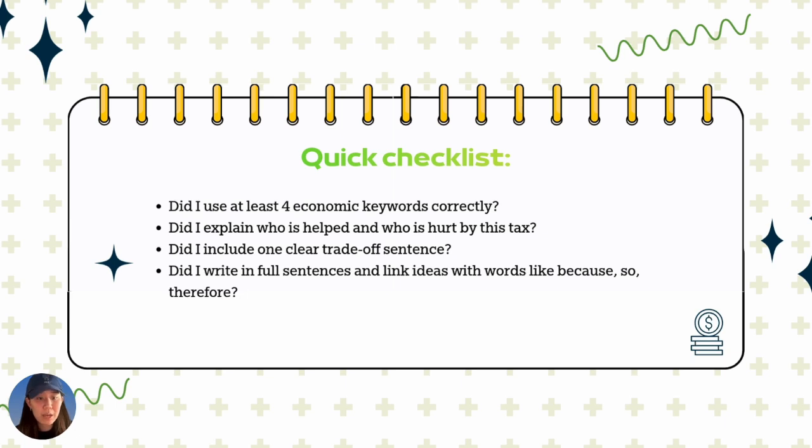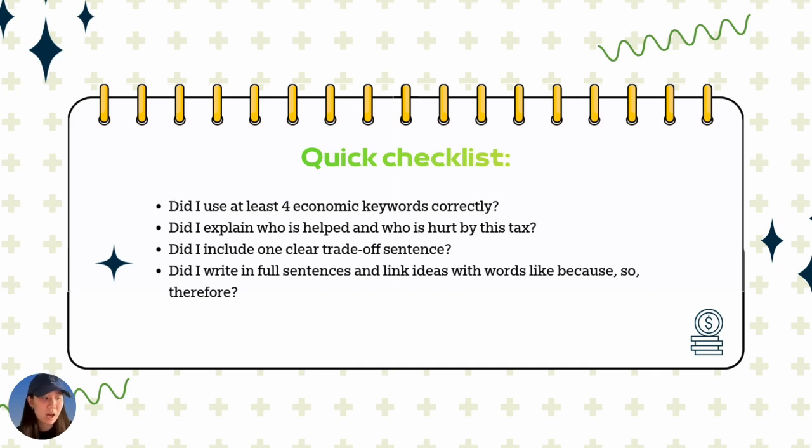Finally, we have a self-check checklist for your writing. After you write your paragraph, you will come back to these slides and ask yourself these questions. Did I use at least 4 economic keywords correctly? Did I explain who is helped and who is hurt by this tax? Did I include 1 clear trade-off sentence? And did I write in full sentences and link ideas with words like because, so, therefore?